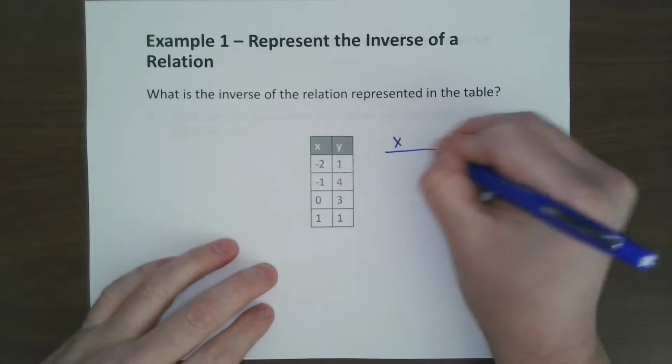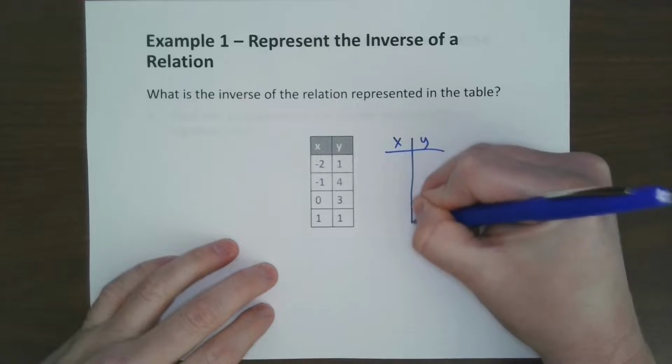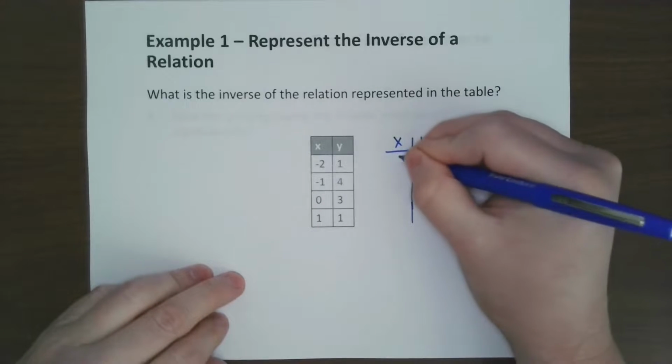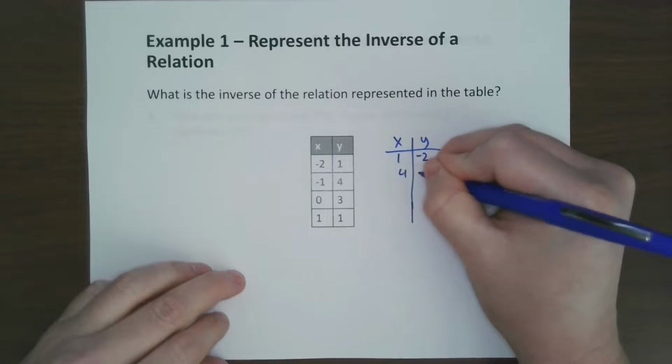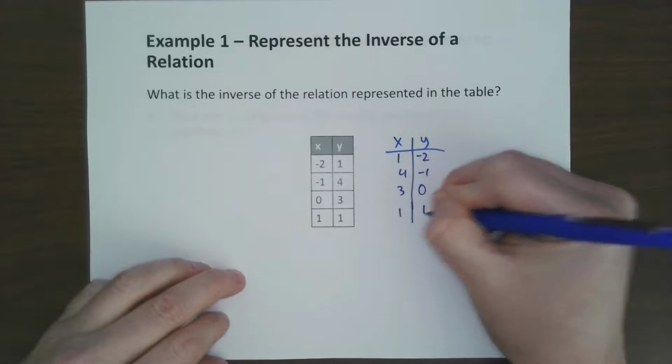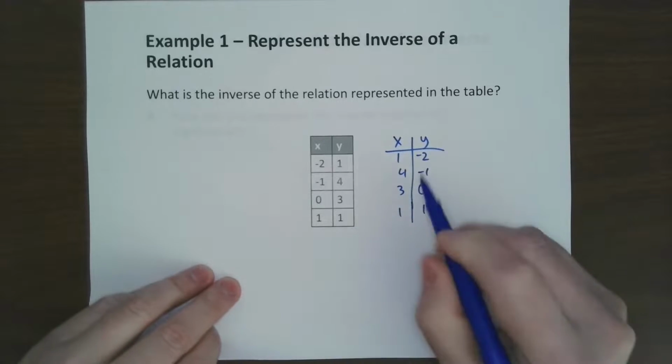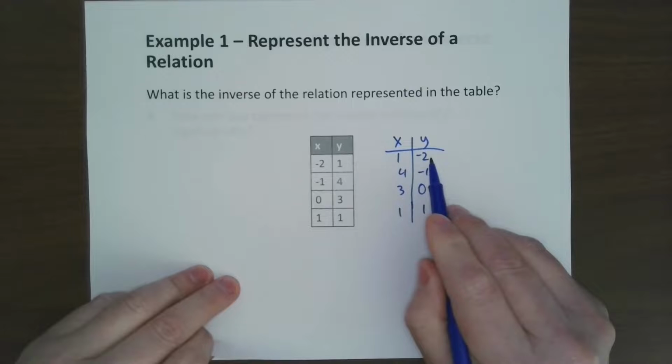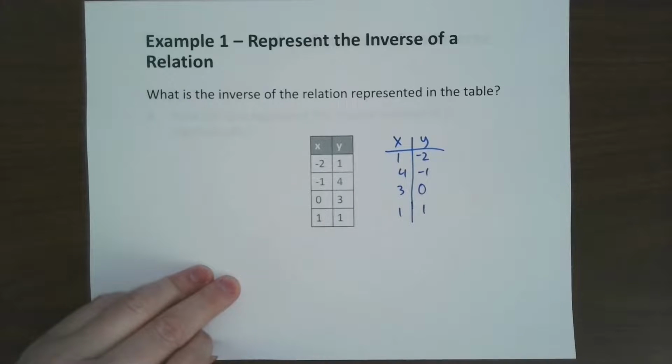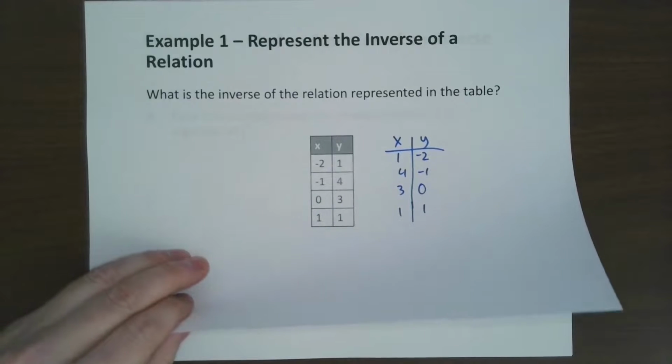Well, we say x and y, and all we do is flip them. So this becomes 1, -2, 4, -1, 3, 0, 1, 1. So in other words, this says if I input 1, I get -2. It's the opposite of this, or the inverse. The backwards of it, if you will.